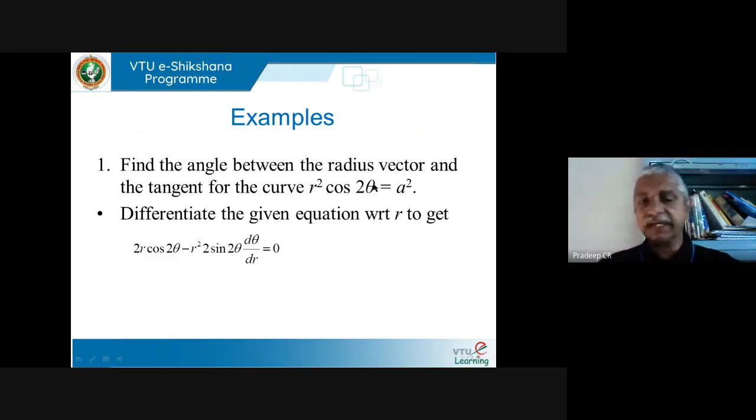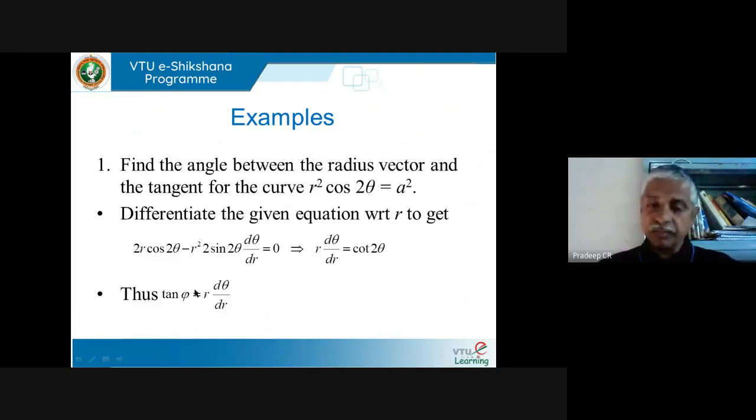Theta is dependent on r, so it is d theta by dr by chain rule. Right hand side is 0, so I write all these things in this equation: 2r cos 2 theta minus r squared 2 sin 2 theta d theta by dr. From this I can find d theta by dr, the usual manipulation. In fact, I want r d theta by dr, so you can divide by 2r here, and you'll get r d theta by dr is cot 2 theta. Basically, you take cos 2 theta to the other side and sin 2 theta will come to the denominator, which means this is equal to cot 2 theta.